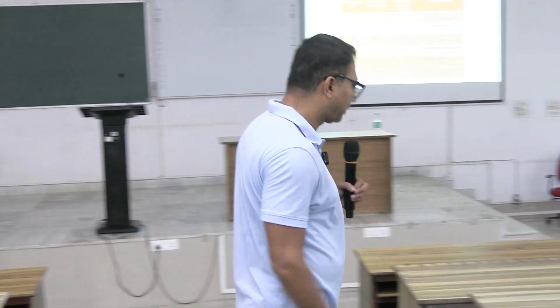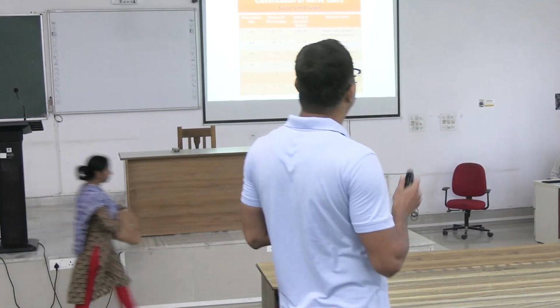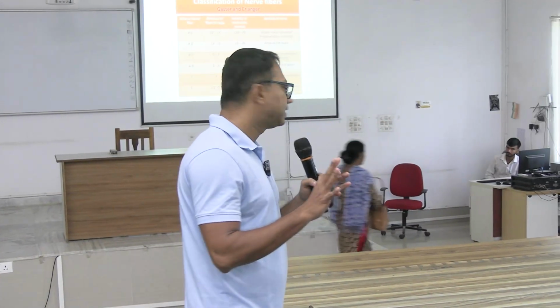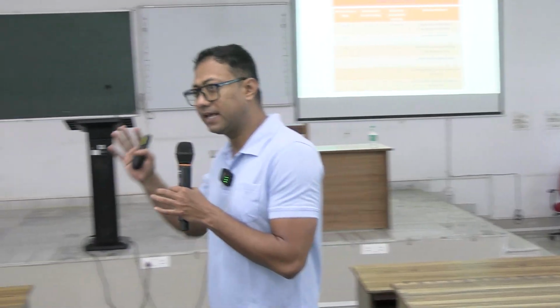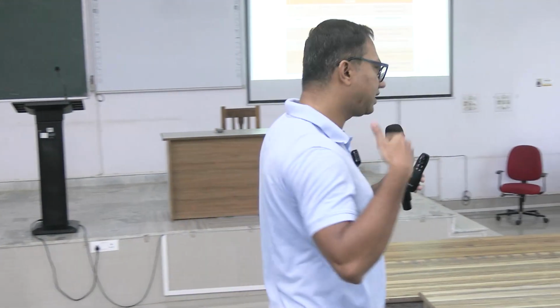A alpha can be motor, and it can also be sensory. A alpha can be a motor fiber or a sensory fiber. When A alpha acts as a motor neuron, we call it alpha motor neuron. A alpha can be a sensory nerve as well.